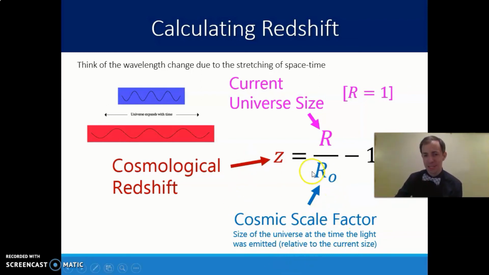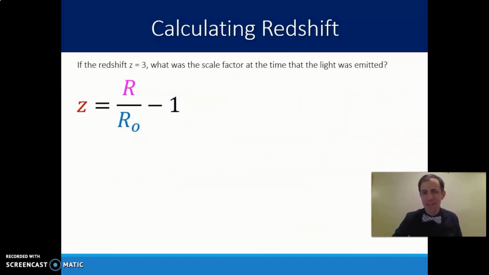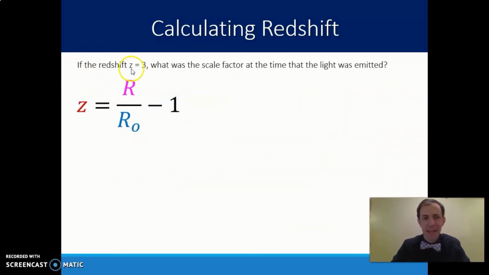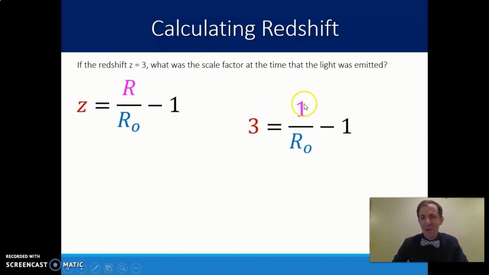So cosmic scale factor will just be some fraction of what the universe is. It's more useful, I think, easier to see it in an example. So let's plug in some numbers. If the redshift Z is 3, what was the scale factor at the time that the light was emitted? We're going to plug in 1 as our current size of the universe. We're going to plug in 3 as the redshift factor, cosmological redshift, and then basically we're just solving for R naught.